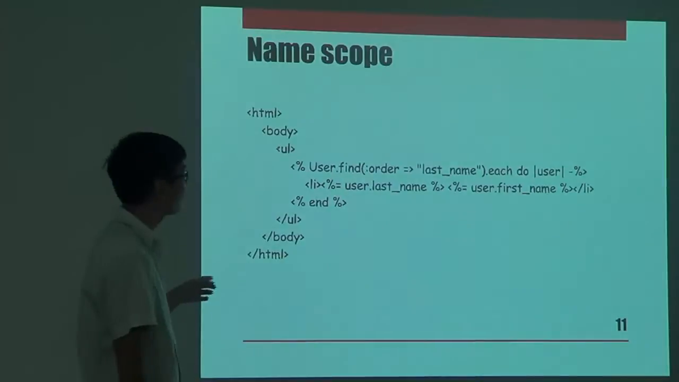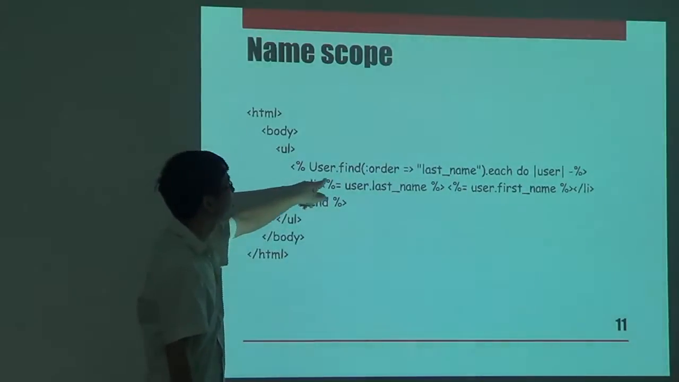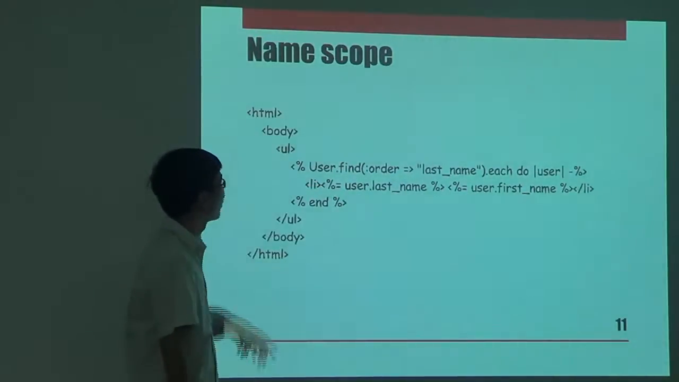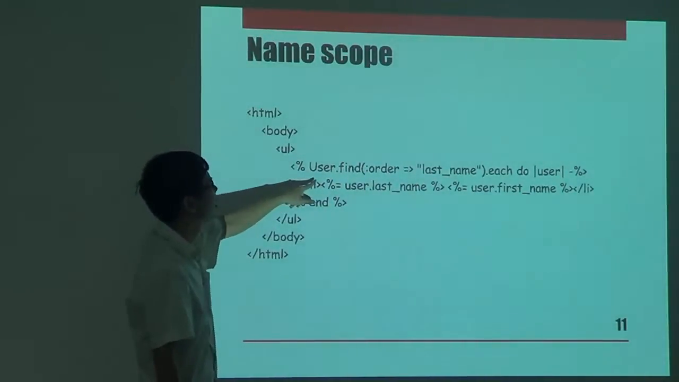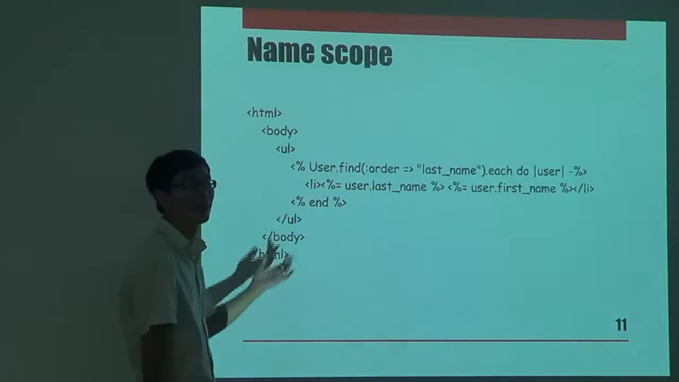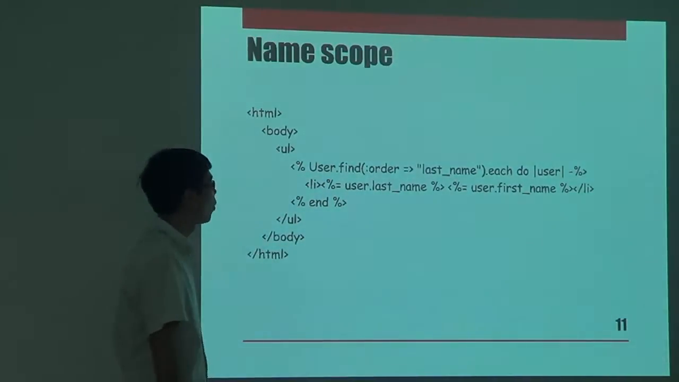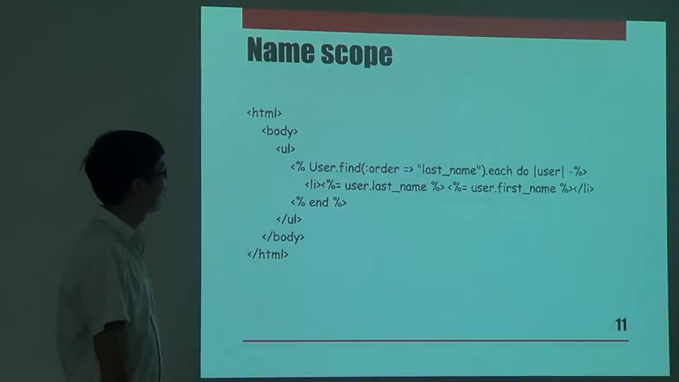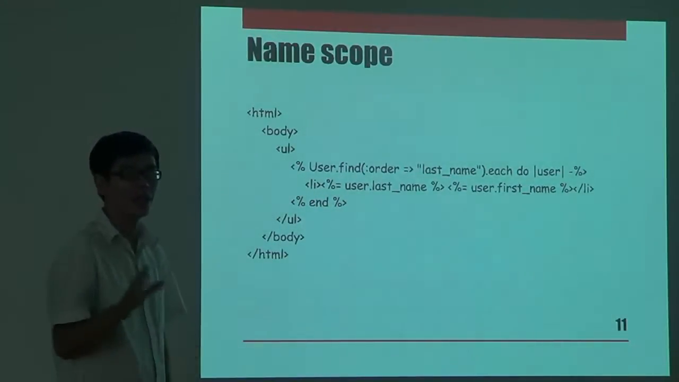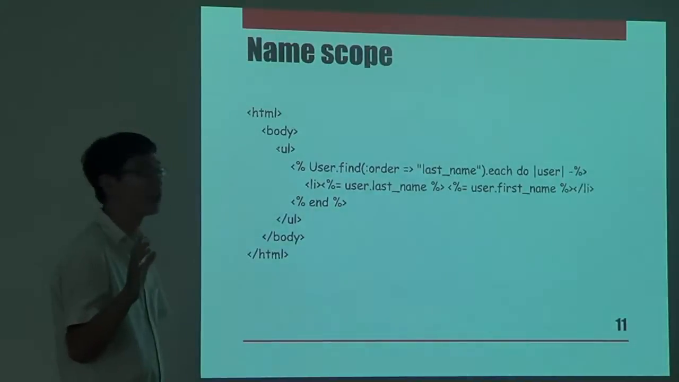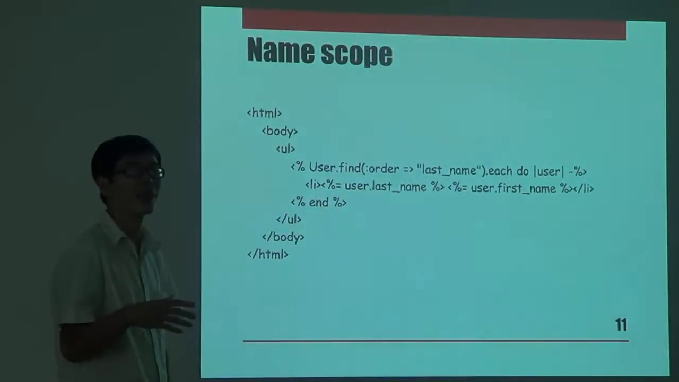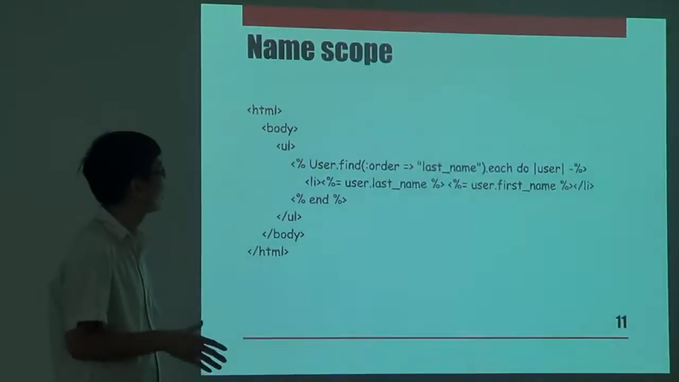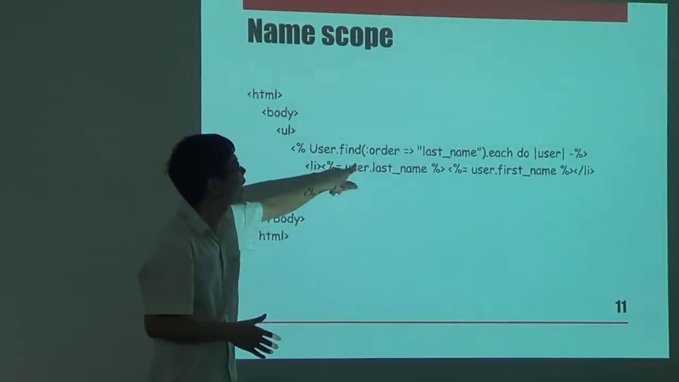Why is it bad? First, this has User.find order last name. This is a view. This is an HTML file, and it has a model query in the view. So it's bad because in the view we shouldn't have access to the database. In the view we only take care of displaying the data, not hiding some data like this.